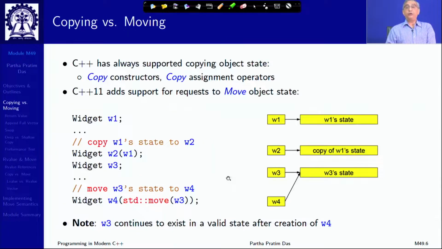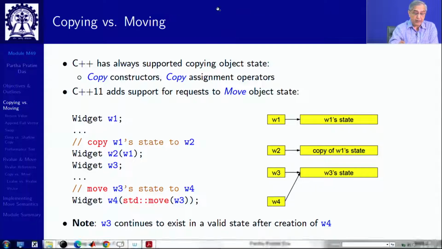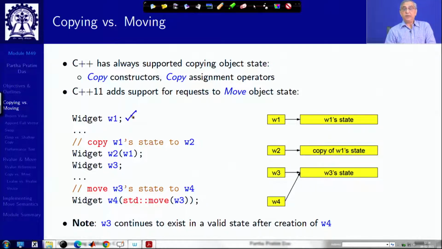So, let us see the difference between copying and moving. C++ has supported copying of states of objects, we know that. And C++ 11 is providing support to request moving objects. So, what is the difference? Suppose we have an object W1 of widget type. I can use this kind of way to construct object W2, where a copy of the state of W1 will be created and W2 will be a copy of this.